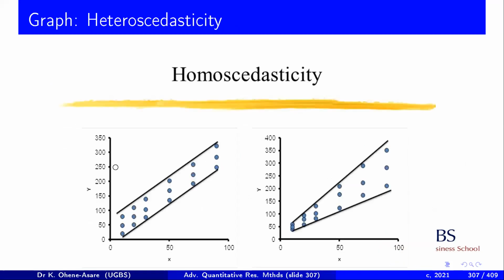So, which one is heteroscedastic and which one is homoscedastic? On this graph, the data on the left, the data on the right, which is heteroscedastic? Is it the one on the right, or the one on the left? Right, exactly. The one on this right side is heteroscedastic.